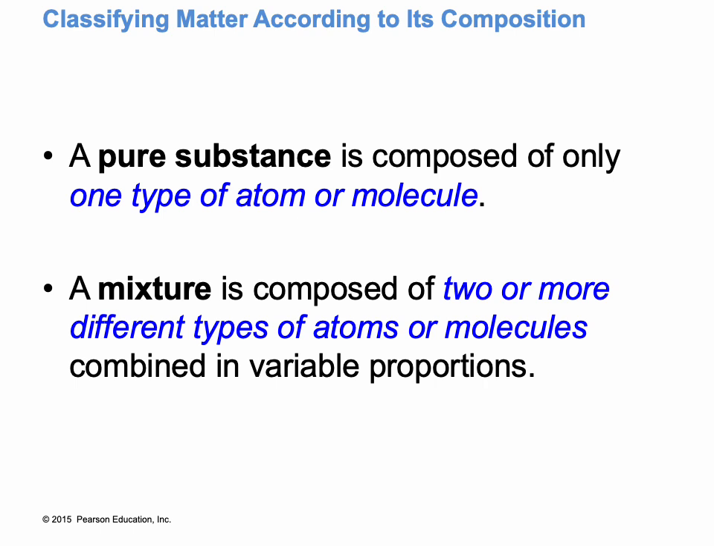So if I have a cup of only H2O molecules, I can still say it's pure, but it has more than one type of atom. It has H and O. So pure substances can either have one type of atom or one type of molecule. A mixture has two or more different types of atoms or molecules.